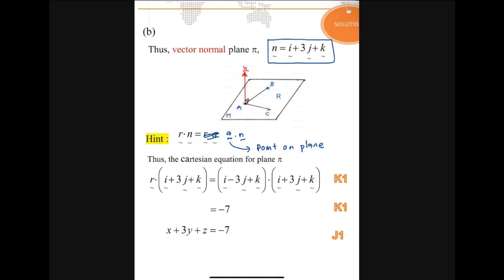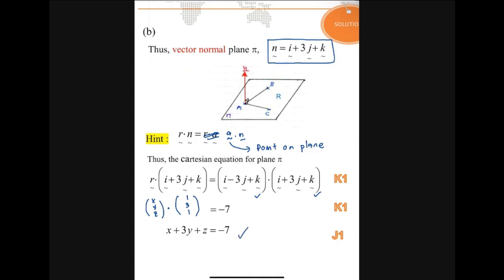So r dot n equal to a dot n. Vector a and vector n, we have to perform the dot product. And then for vector r, we can change this into x, y, z dot with 1, 3, 1. That's how we finally get x plus 3y plus z equal to negative 7. And that is the final answer for question B.